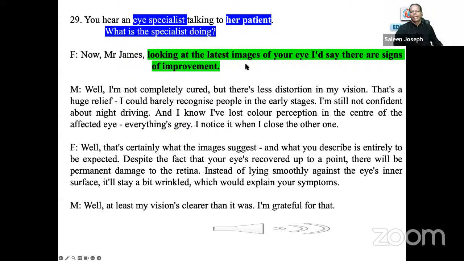And you can see here what the first statement is. Now, Mr. James, looking at the latest images of your eye, I would say there are signs of improvement. There are signs of improvement, which means confirming. The second option says concern about recovery, but there is no proper recovery problem. So the topic sentence, the first sentence itself, gives the answer. Let's listen again. Listen, read and underline or write.